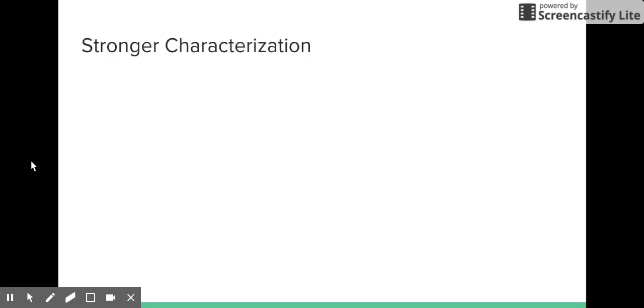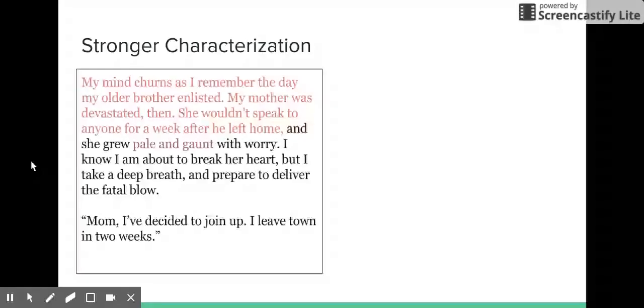So stronger characterization of this piece would sound like this, and I've broken it up into two pieces. I'm starting before the soldier actually tells his mom.